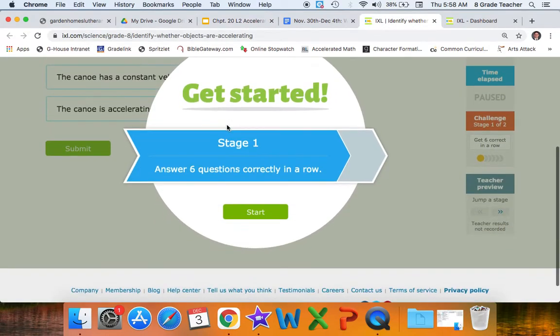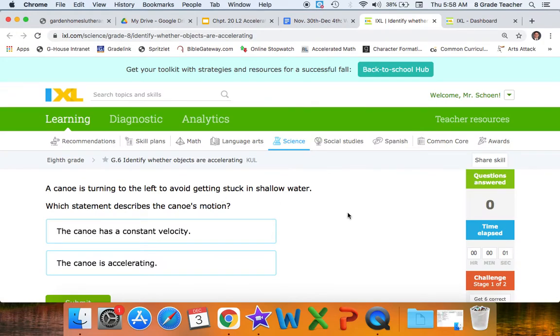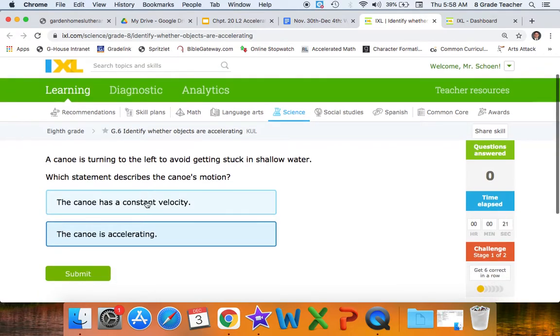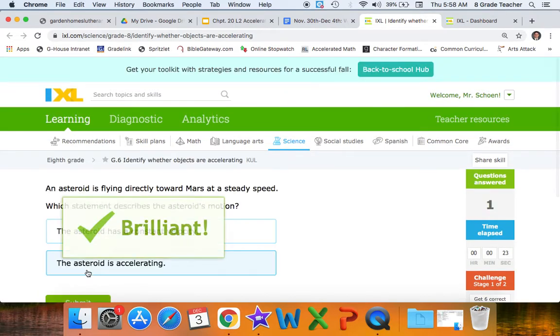Let's take a look and get started. A canoe is turning to the left to avoid getting stuck in shallow water. Which statement describes the canoe's motion? The canoe is accelerating in this case because, again, we're going to answer 3 questions. Is it speeding up, slowing down, or changing direction? And changing direction can be described like this: turning to the left. If something is changing direction, that means it has acceleration. Therefore, the canoe is accelerating.